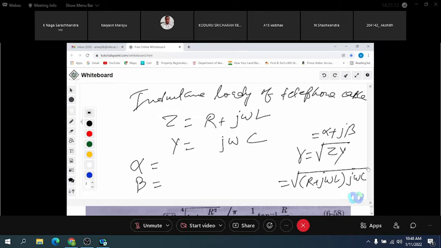So what is attenuation constant and phase constant? They are the real and imaginary parts of the propagation constant, gamma.